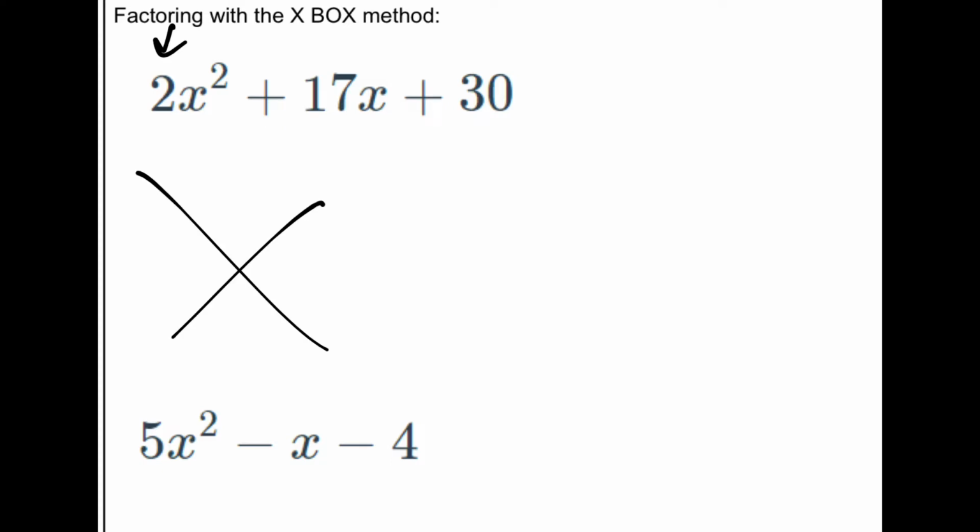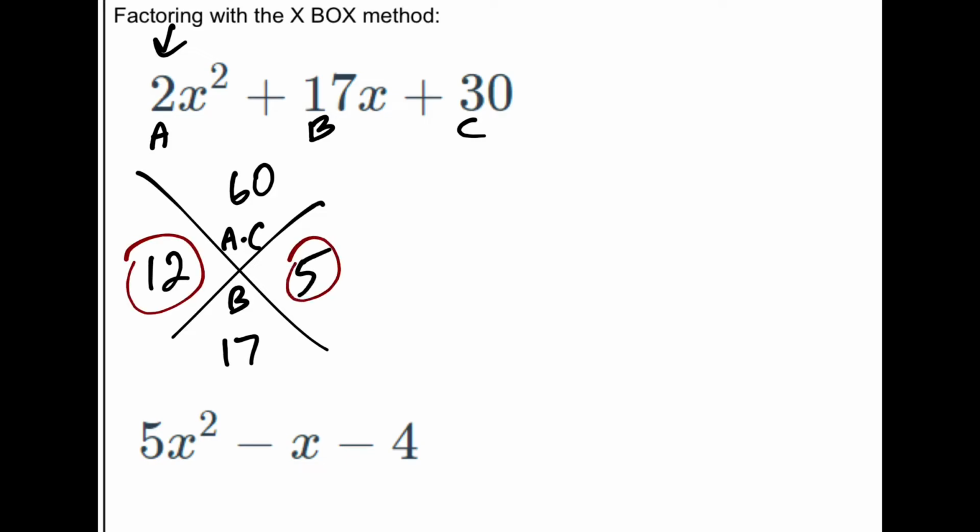So when we set up our X, the top is going to be A times C, and the bottom is going to be B. This is our A value, this is our B value, and this is our C value. So the top here is going to be 60, and the bottom is going to be 17. What two numbers that you multiply to get 60 can also be added together to get 17? 12 and 5, it turns out, are the answers.